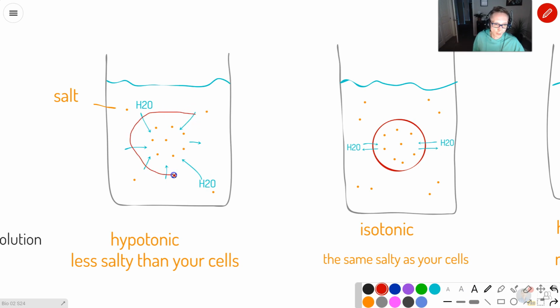Get way bigger, and if it's in very, very low salt water, it will actually break open. So the cell will swell and potentially burst because it's going to fill with water, and it can only hold so much water.